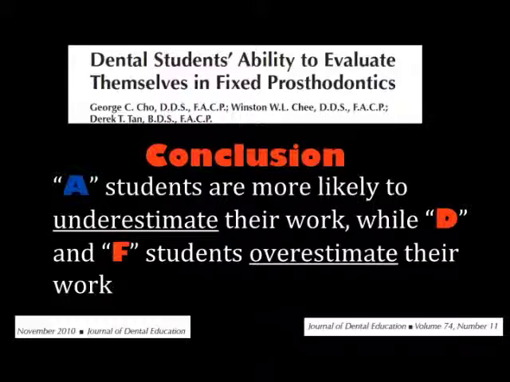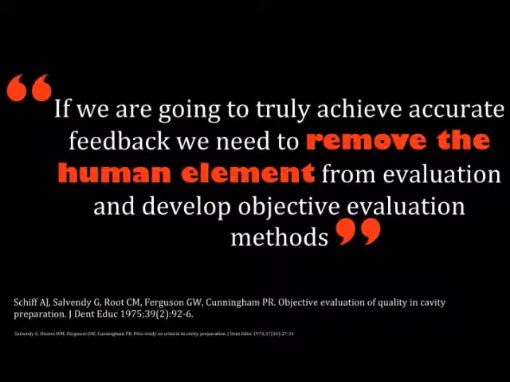This was an excellent study published in JDE in November of 2010, and it looked at self-assessment. And the conclusion is pretty profound. A students look at their work and underestimate it. They say, oh, I could have done this better, I could have done that better. It's not very good, even though they're A students. While D and F students look at their work and say, this is awesome. This here is going to be 100. So the very students who need to be more critical of their work have a false sense of security, false confidence in their abilities. That's really something to consider when we talk about E4D Compare and a modern way of evaluating student work.